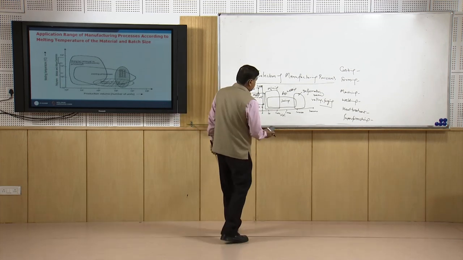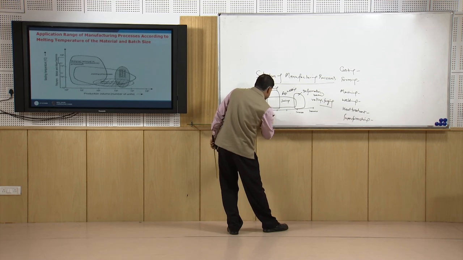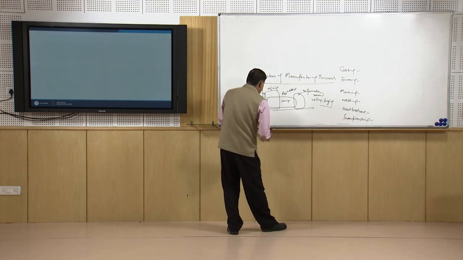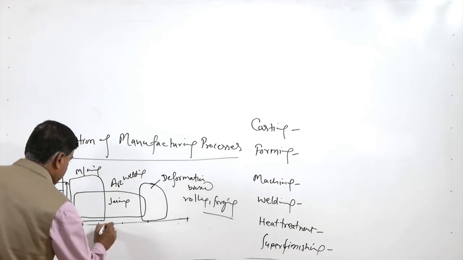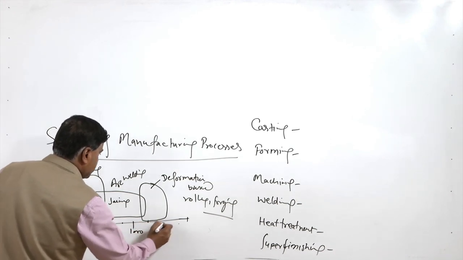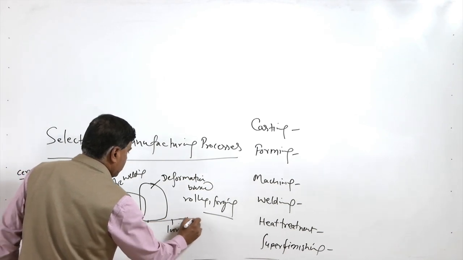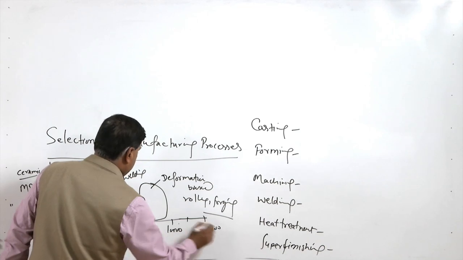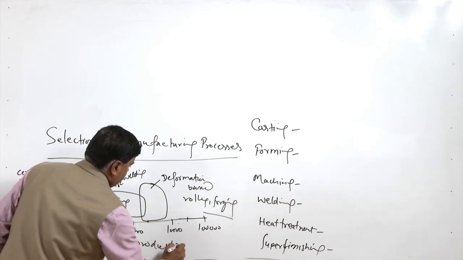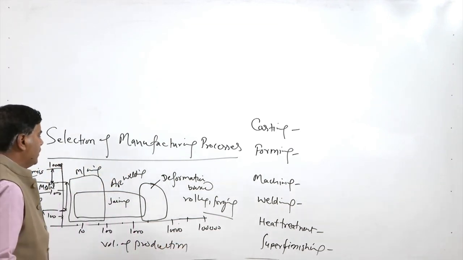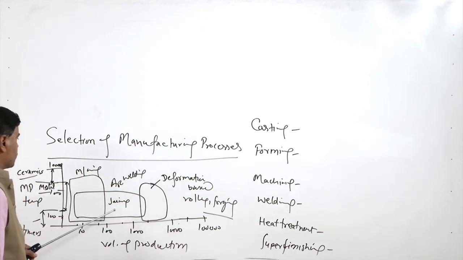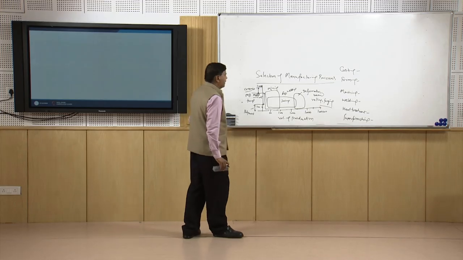So here we can adjust this scale a little bit on the higher side. So here this is 10, 100, 1000, 10,000 and 1 lakh, like this. So volume of production. High volume processes are the deformation based processes. For moderate range it is joining, and for the very low volume it is machining.